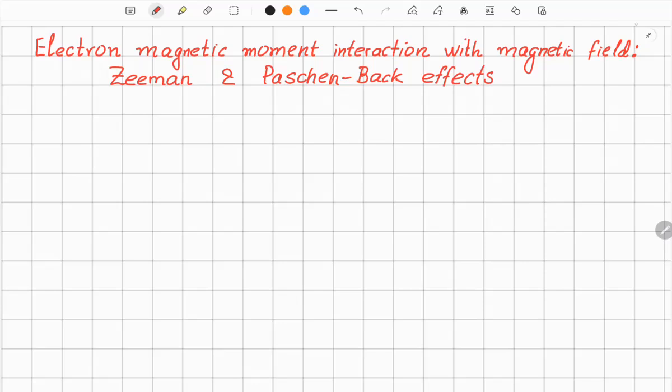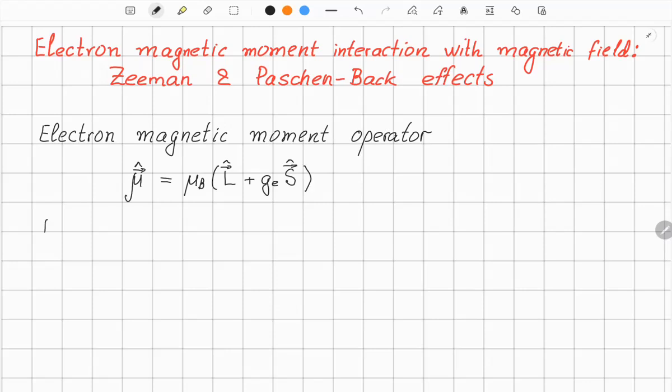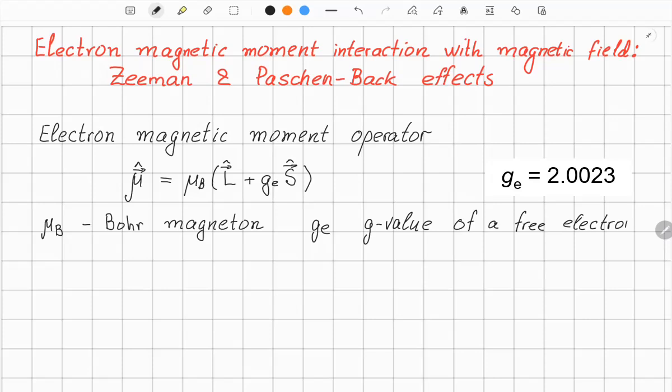understood. I will begin my explanation assuming we already know that the operator of the electron's magnetic moment is expressed as a linear combination of the orbital and spin angular momentum operators. This is given by the following formula, in which μB represents the Bohr magneton, and the coefficient g_e is the g-value of a free electron, which is approximately equal to 2, or more precisely to 2.0023.